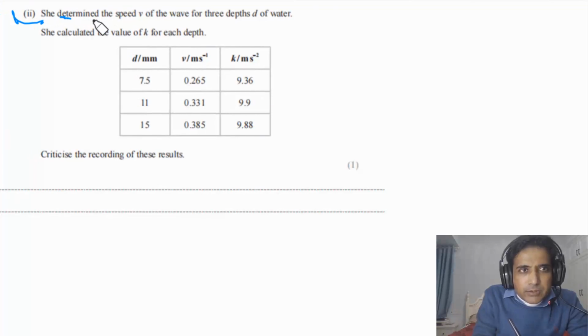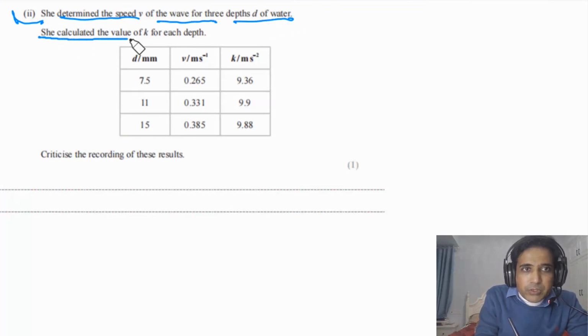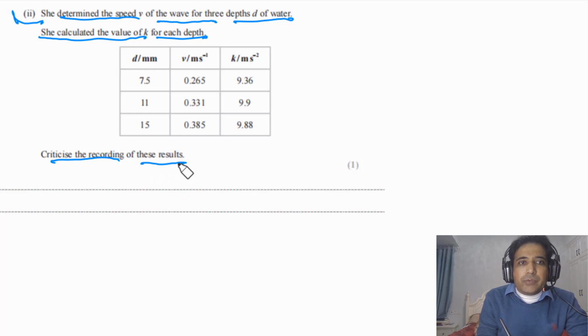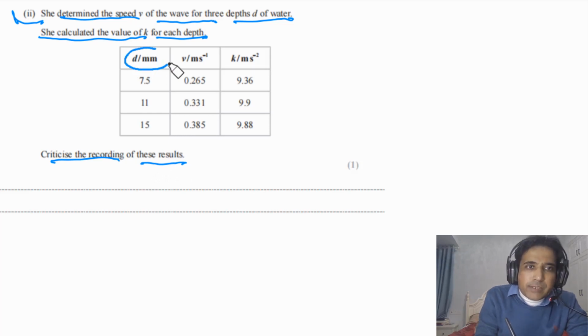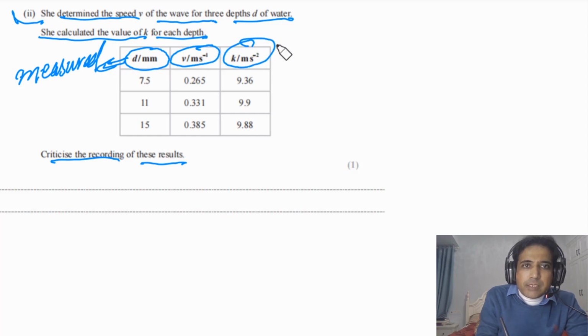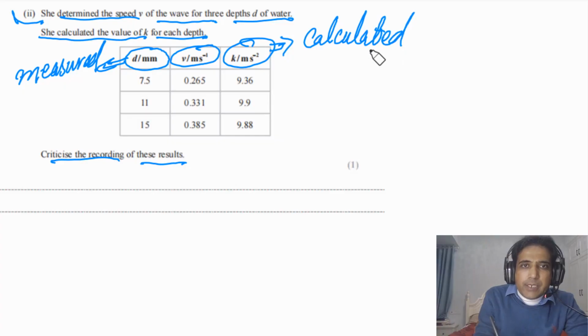The second part says she determined the speed v of the wave for 3 depths of water. She calculated the value of k for each depth. Criticize the recording of these results. First of all, we need to understand this is measured data. So we can say this one is the measured data. This is also measured, but this one is calculated. So this is our calculated data.